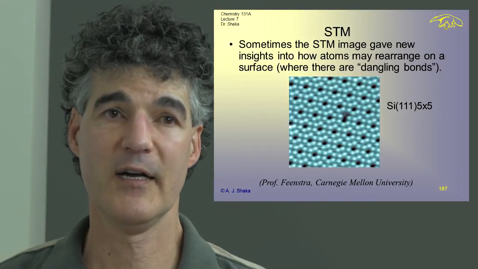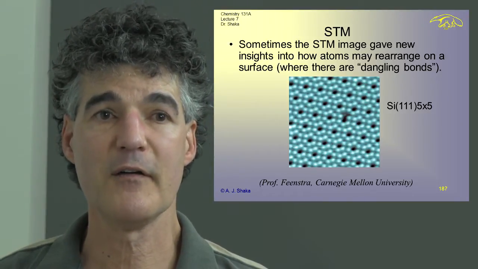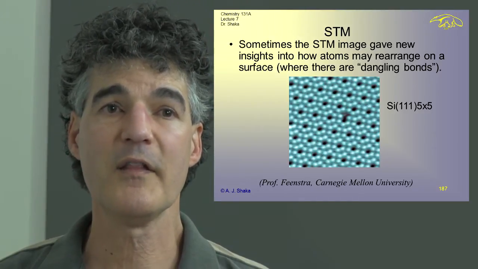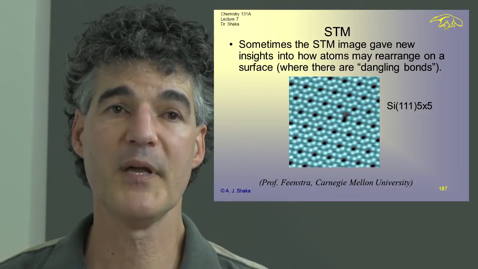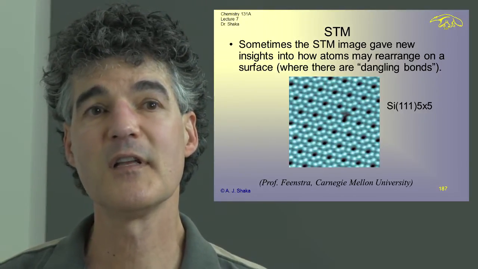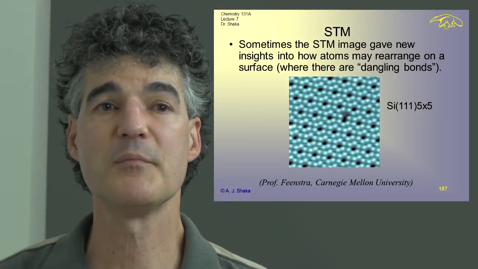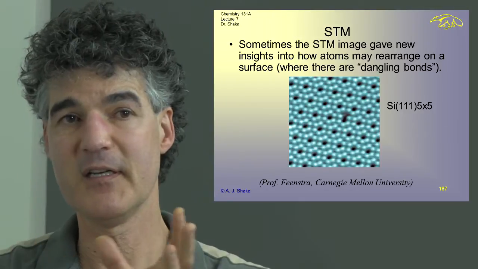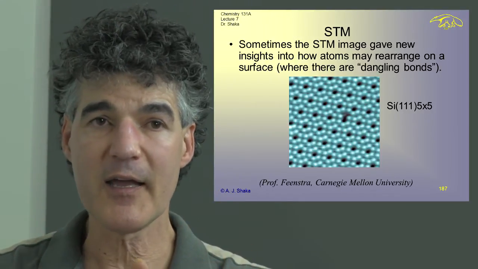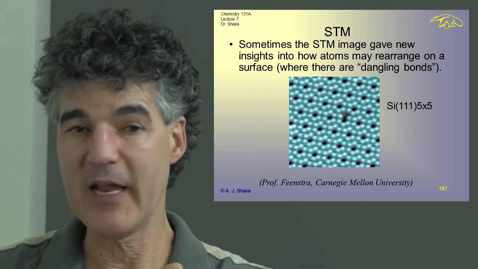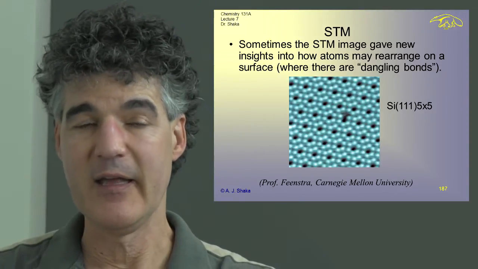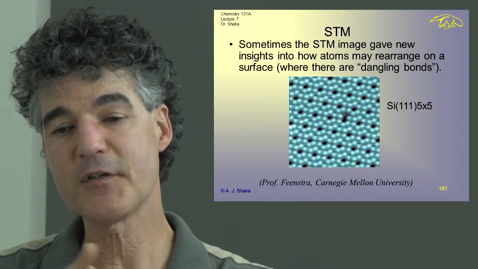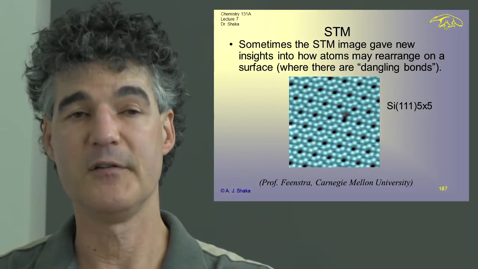Here's another image. This is from a group at Carnegie Mellon in the physics department. This is a picture of the surface of silicon, and the 111 just means that it's a certain crystal plane. So if I take silicon, it has a certain crystalline structure. I can cut at certain angles, just like cutting a diamond, and I would expect to have certain kinds of atomic patterns.